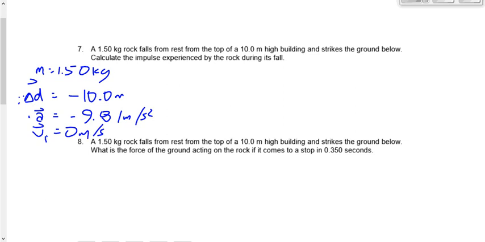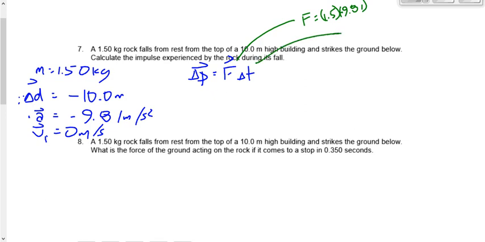We want to find the impulse during its fall. So we could say impulse is equal to F times T. That's valid, right? Go ahead, it'll work. But I would suggest to you that's not the easiest way to do it. You're going to have to say F is equal to 1.5 times 9.81, the force of gravity pulling down on it. But then you don't know what T is either.